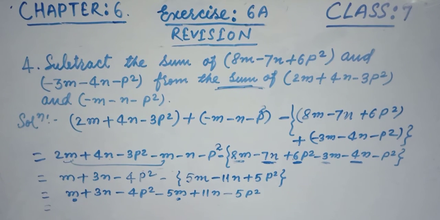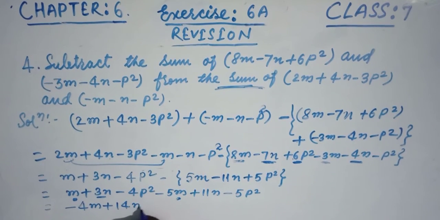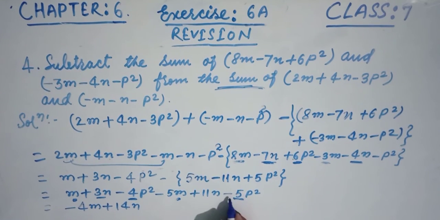So we can write, friends, minus 4m. Here are the n terms, 3n plus 11n, 14n. Minus 4p square and minus 5p square, both have the negative sign, so place the negative sign and add their values: minus 9p square. So this is your answer friends, I hope you will understand.